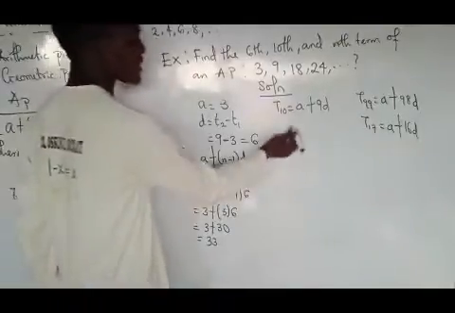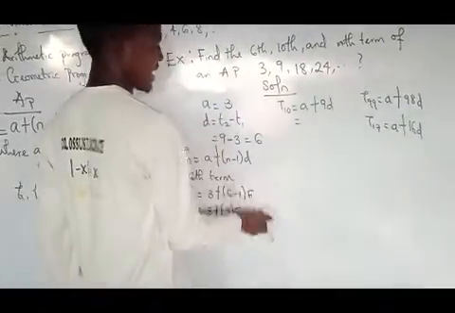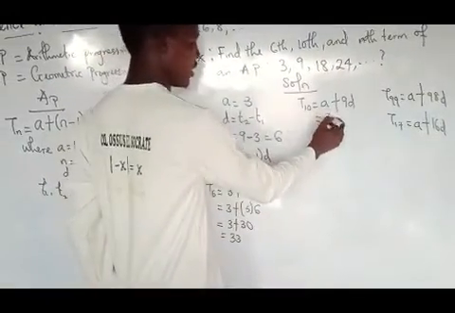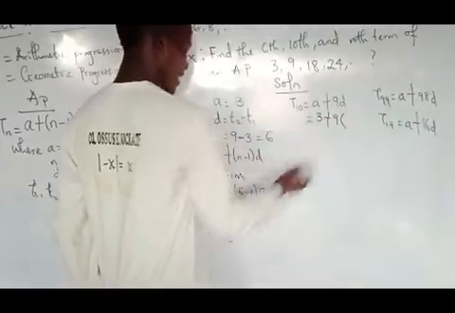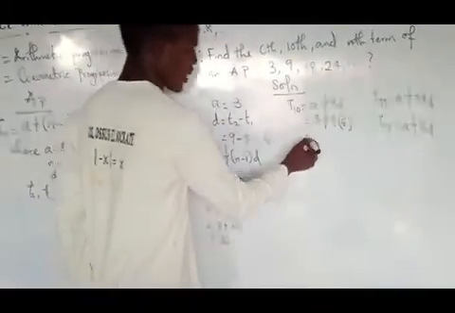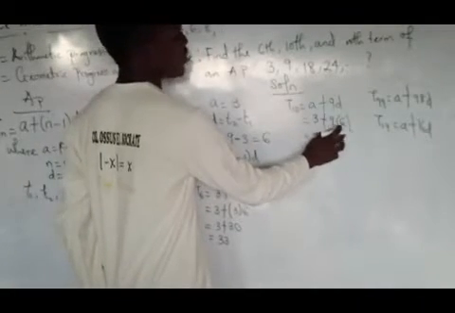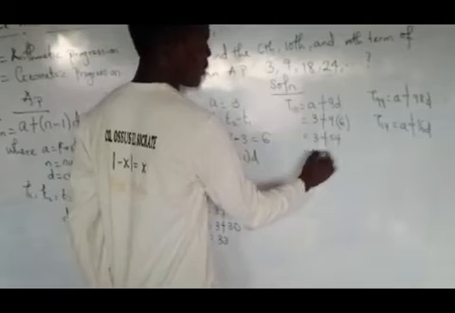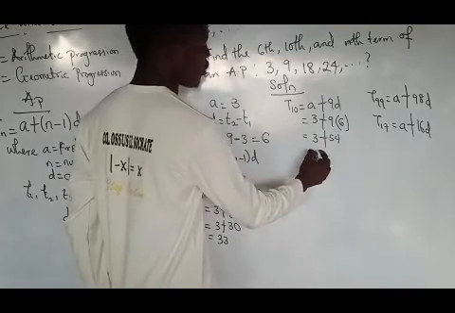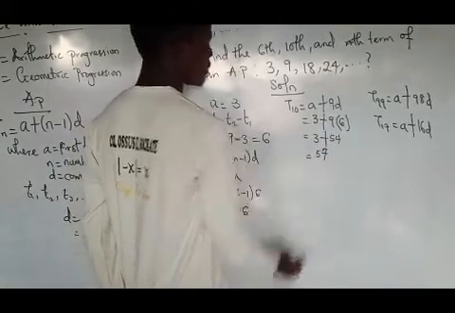So for me to find my 10th term, which is A plus 9D, my A is 3 plus 9, my D is 6. All right. So this will now give me 3 plus 9 times 6, which will give me 54. Then 3 plus 54 will give me 57. All right. Then the last question here says find the nth term.